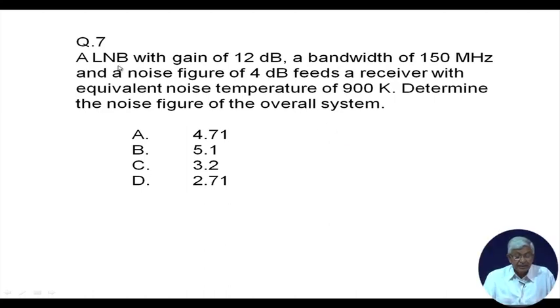The next question is an LNB with gain of 12 dB, bandwidth of 150 megahertz and a noise figure of 4 dB feeds a receiver with equivalent noise temperature of 900 K. That means there are two parts, one is an LNB, low noise block converter, and after that there is a receiver. For the low noise block converter, some details are given, that is the gain, bandwidth and noise figure, and for the receiver, the noise temperature itself is given. So, determine the noise figure of the overall system. It is a cascaded system, there is an LNB and there is a receiver. For the LNB some details are given, for the receiver directly 900 K is given. So, cascading has to be done.